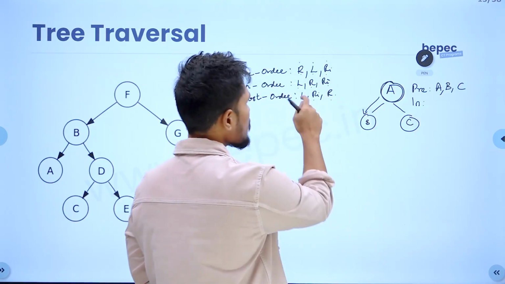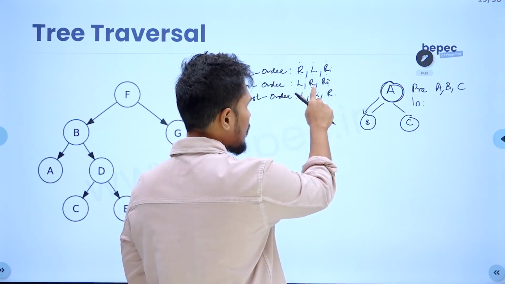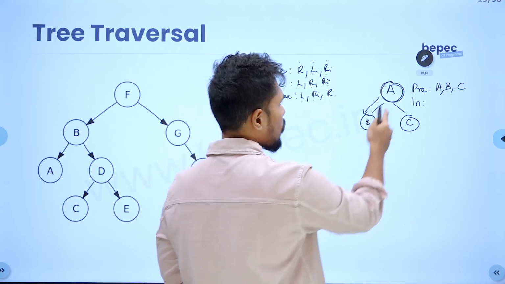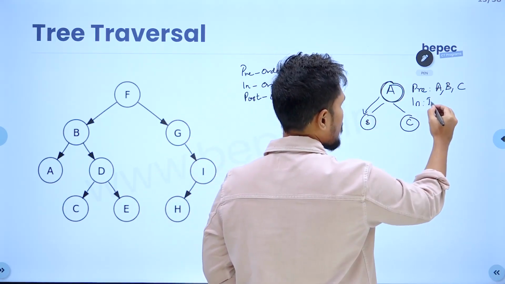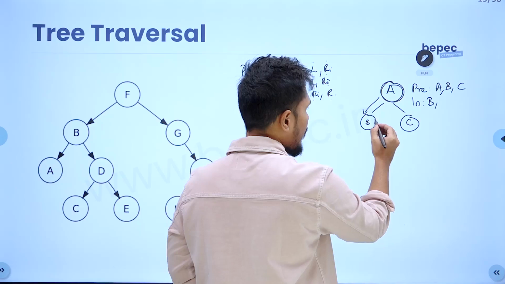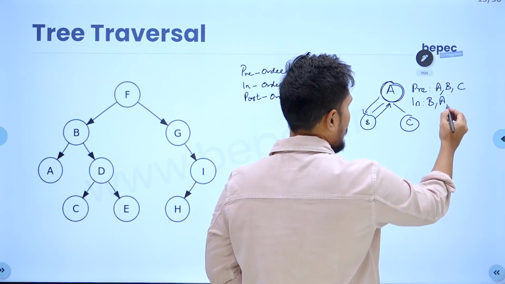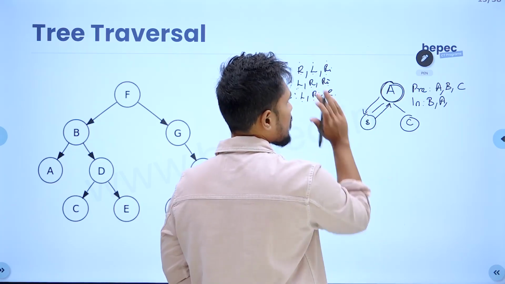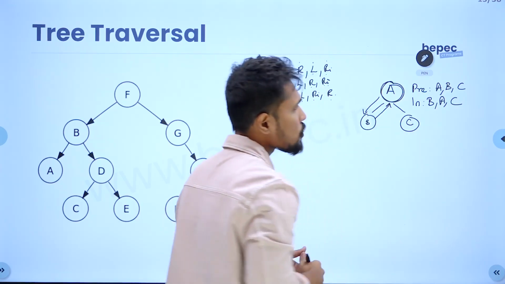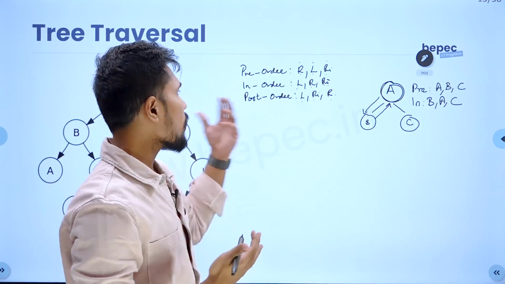If I'm going with in-order traversal, I'm writing it as in. What is the sequence? We go to the left, then the root, then the right. What is the left here? We go with B. After B, we go to A, and then to the right, C. So we can say BAC is your in-order traversal.